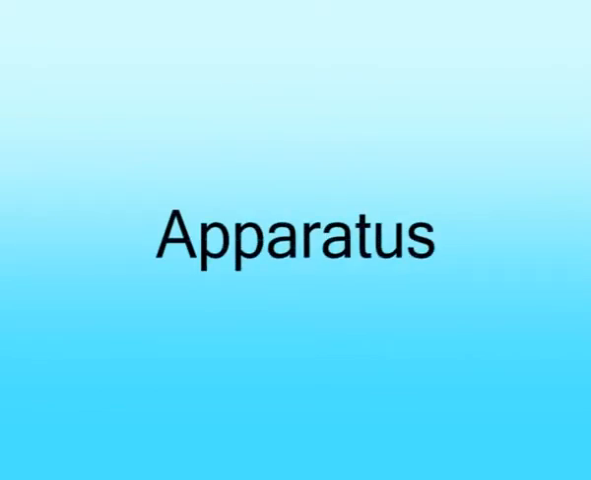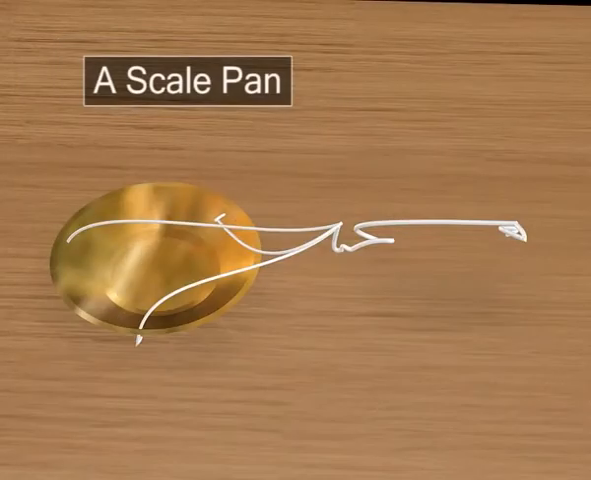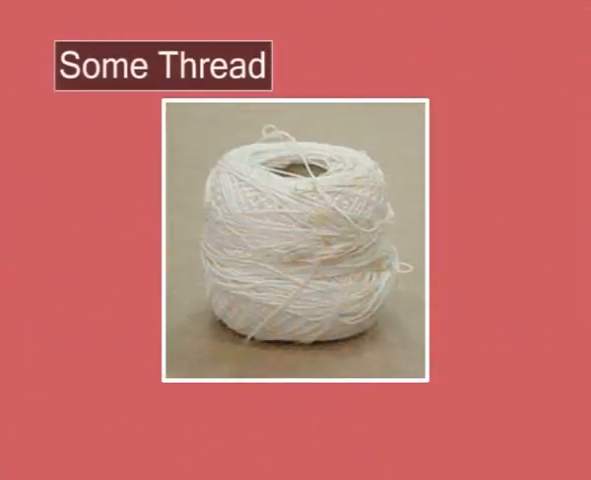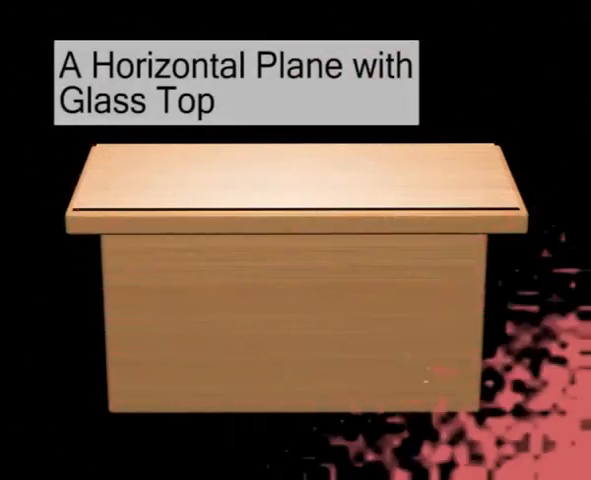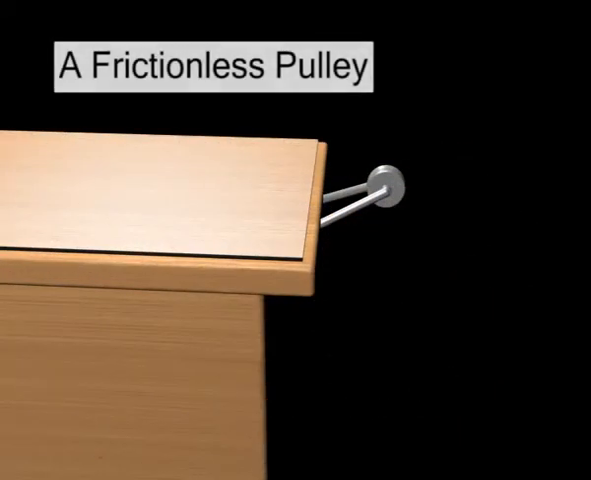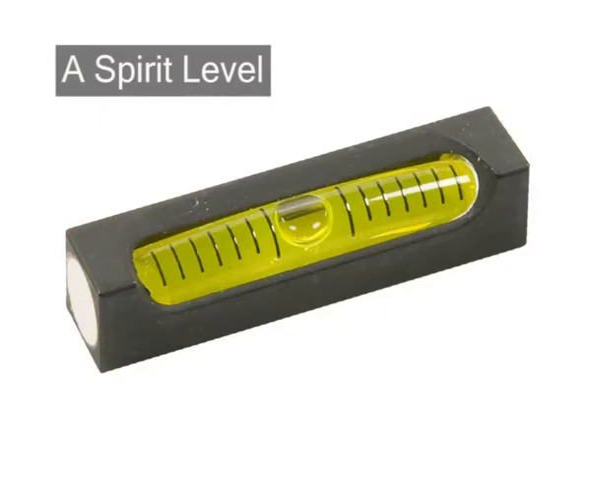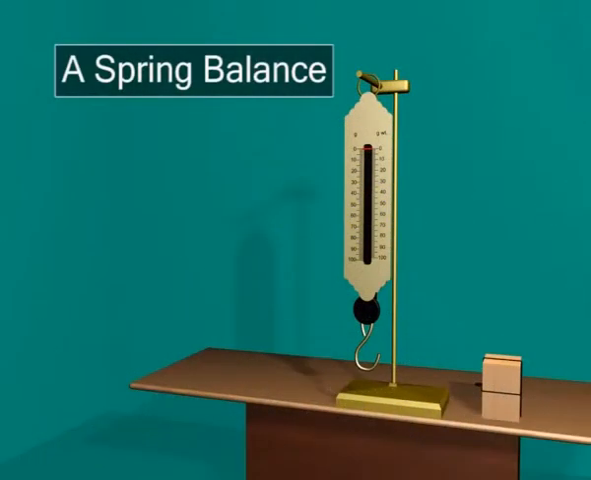We will need some apparatus to perform this experiment. These apparatus are a wooden block with a hook, a scale pan, some thread, a horizontal plane with glass top, a frictionless pulley, a weight box, a spirit level, and a spring balance.